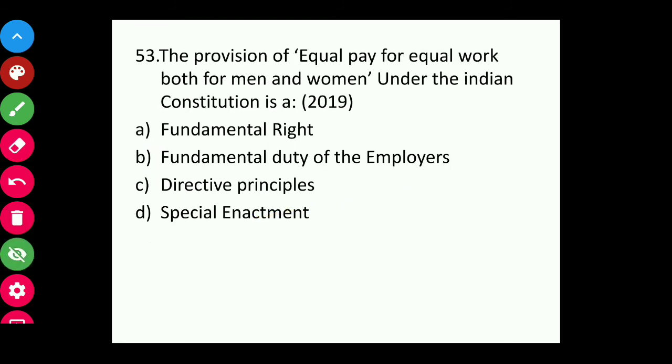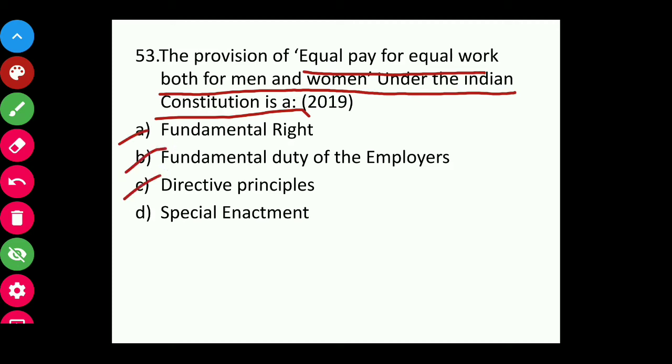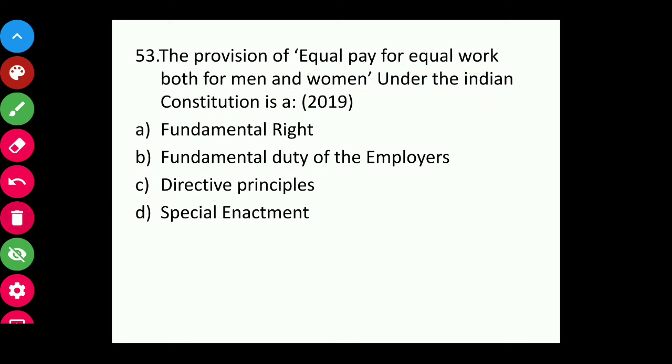Number 53. The provision of equal pay for equal work, both for men and women, under the Indian Constitution is A. Fundamental right, B. Fundamental duty of the employers, C. Directive principles, D. Special enactment. So the answer for 53 is C. Directive principles.